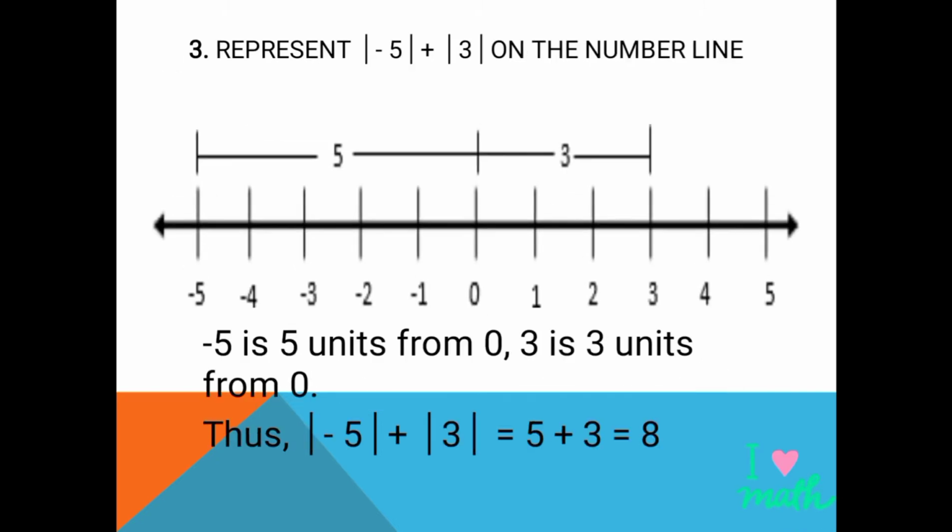Once again, number 3, represent the absolute value of negative 5 plus the absolute value of 3 on the number line. So from the point of origin, you count going to the left since that is negative 5. 1, 2, 3, 4, and 5. And from the point of origin going to the right because it is positive, 1, 2, and 3. So negative 5 is 5 units from 0. Positive 3 is 3 units from 0 also. Thus, the absolute value of negative 5 is 5 and the absolute value of positive 3 is 3. So 5 plus 3 is equal to 8.